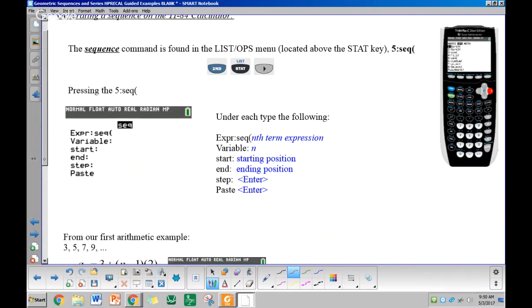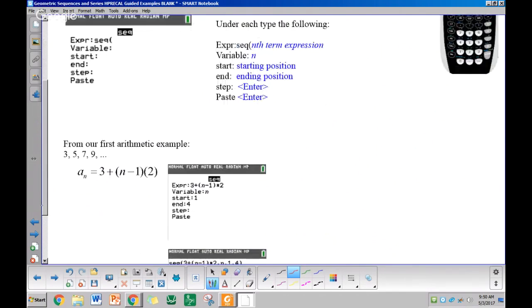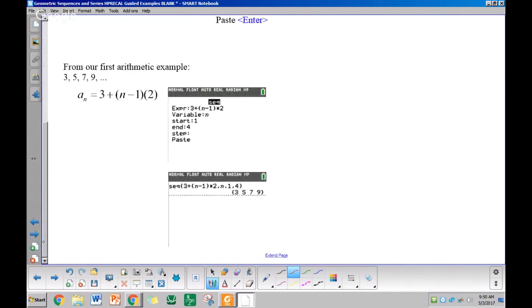Now, I have my calculator in sequence mode. All right, just play around with this, and I'll do more with this. And then I've got an example where I actually do it, and you see what the result is. So you can just practice with that.